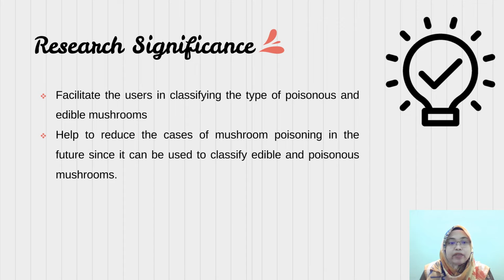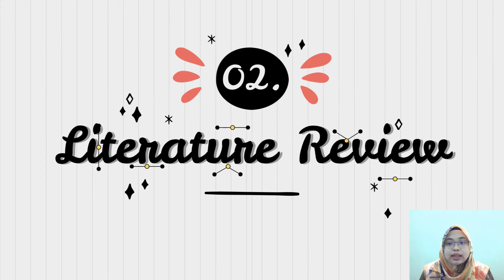This is the research significance. This research can facilitate the users in classifying the type of poisonous and edible mushrooms, and also help to reduce the cases of mushroom poisoning in the future, since it can be used to classify edible and poisonous mushrooms. The next chapter will be the literature review.